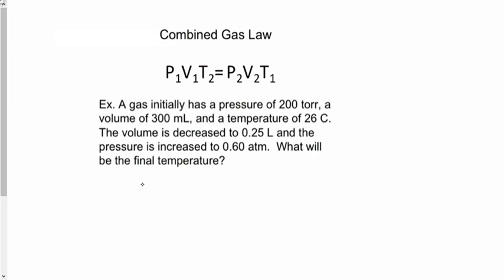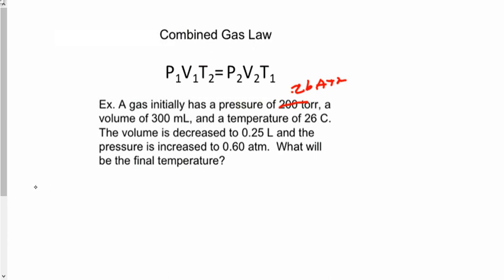All right, so let's get started with this question. A gas has a pressure initially of 200 torr. Now that's millimeters of mercury. Instead of using torr in this question, I'm going to keep our units all the same. So I'm going to cross that off and make that 0.26 atmospheres. We'll deal with conversions of units later. A volume of 300 milliliters and a temperature of 26 degrees Celsius.